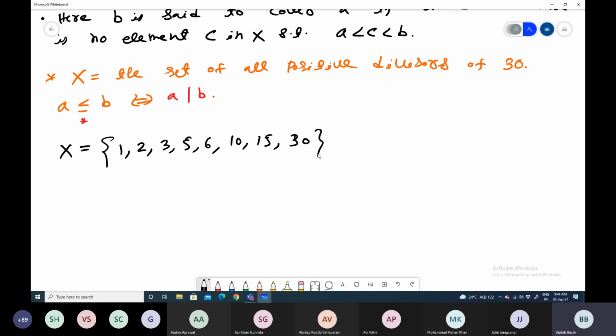Now you can check that this is reflexive, because if you take any element from X, then it divides itself. Therefore it is reflexive, as A divides A for all A belonging to X. And it is also antisymmetric.